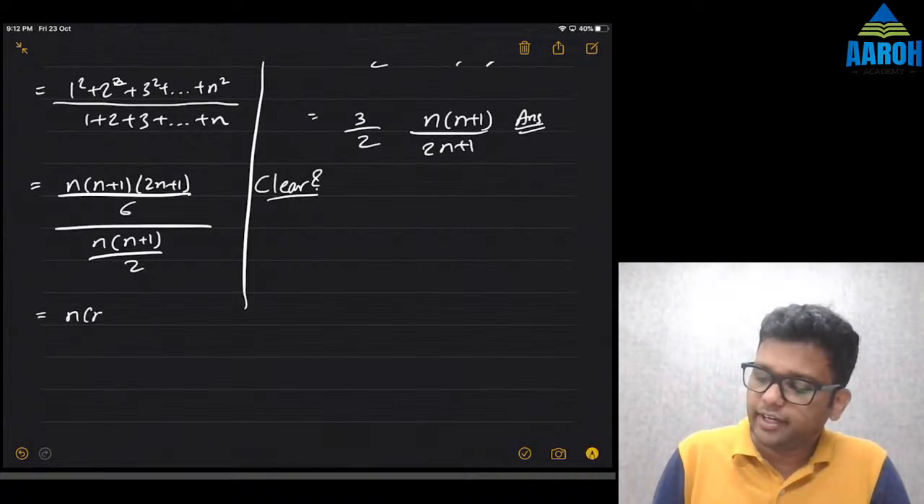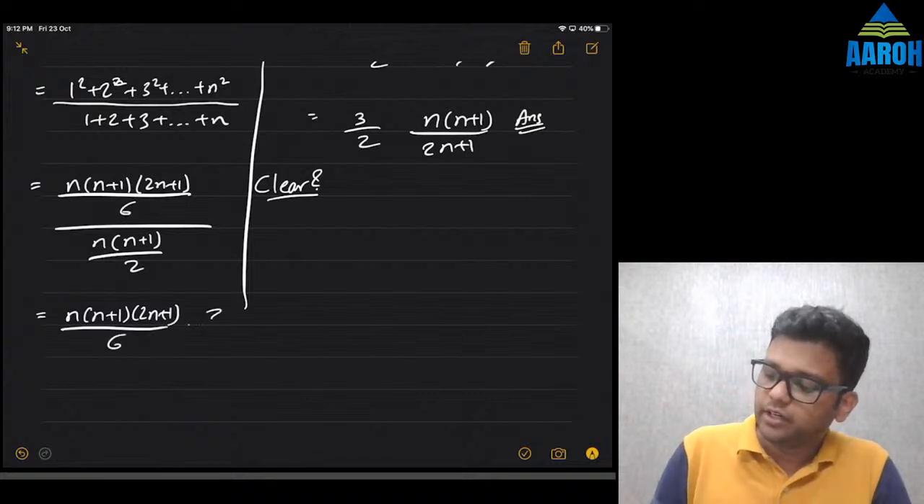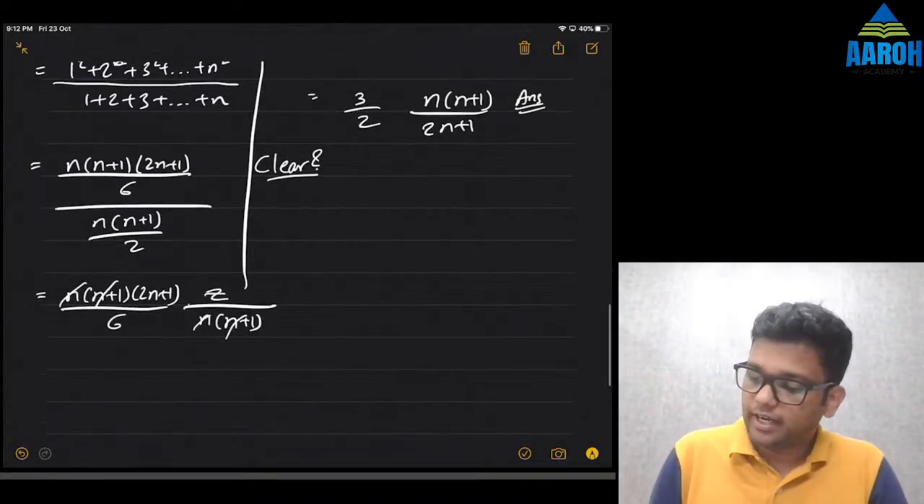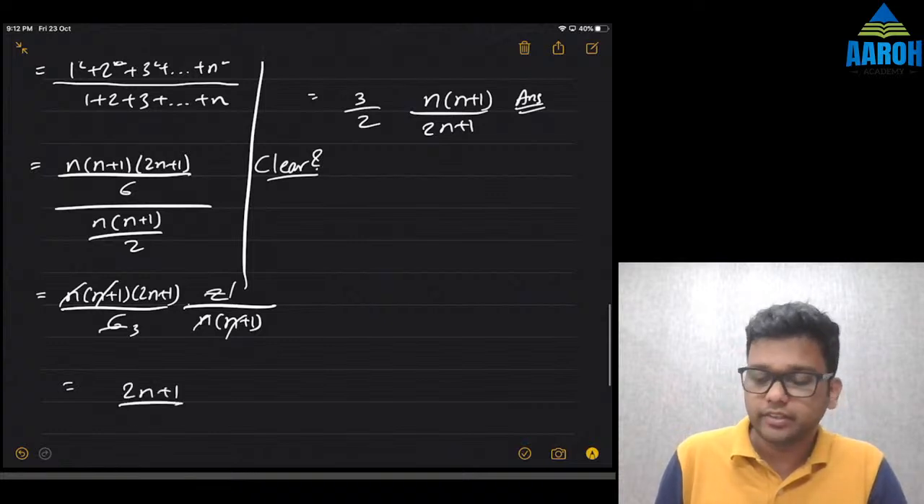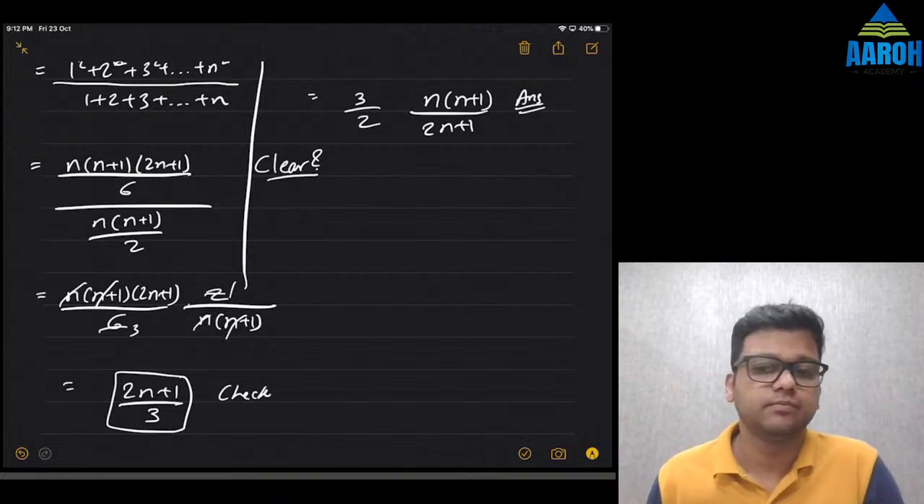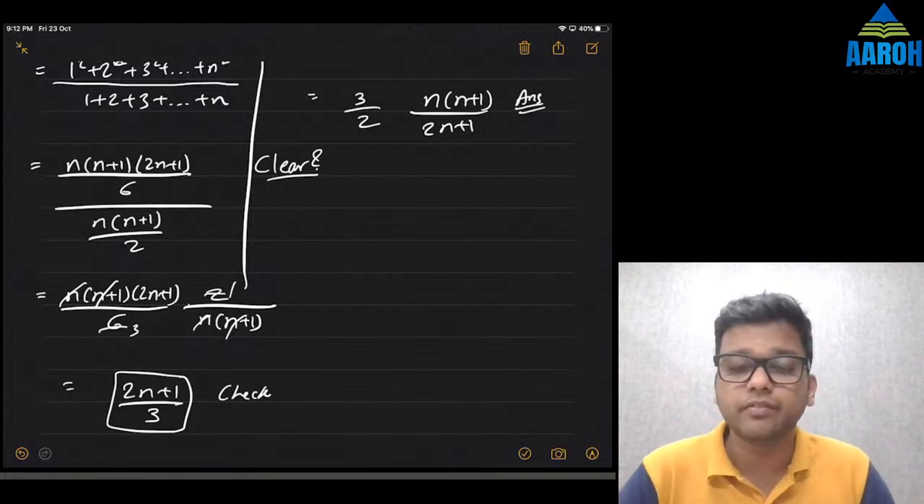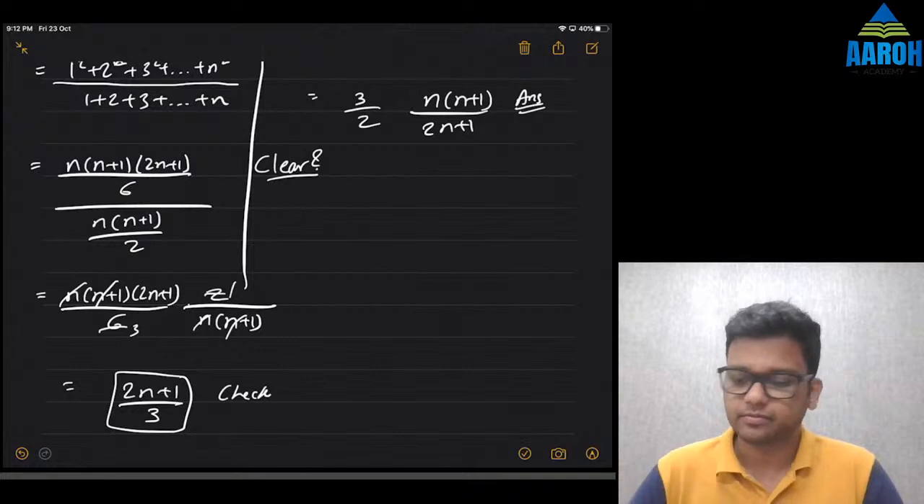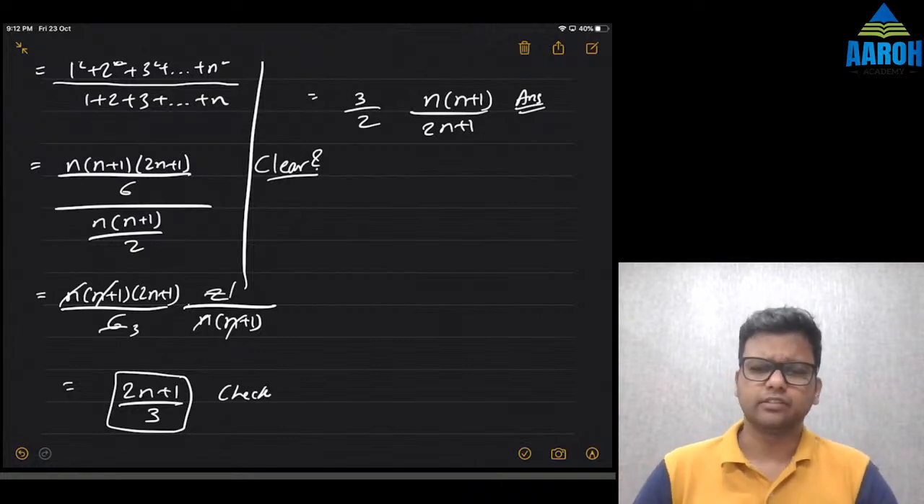So it will be n into n plus 1 into 2n plus 1 upon 6, into 2 upon n into n plus 1. If we cancel n into n plus 1, the answer will just be 2n plus 1 by 3. Check if you have got this. If such questions come in the exam, you should still try to solve them within at least 2 minutes so that you don't waste much time on them. Let me know if everything is clear.